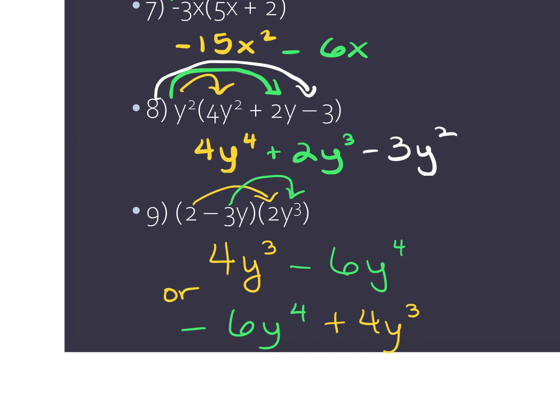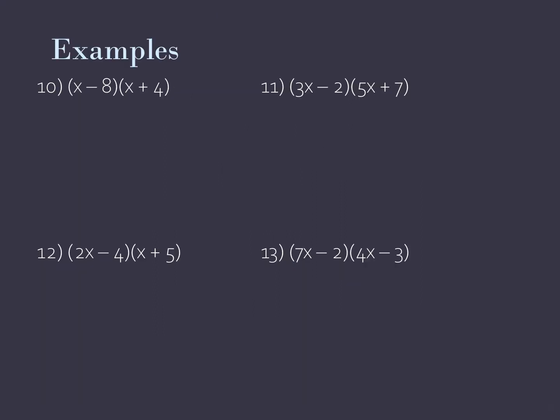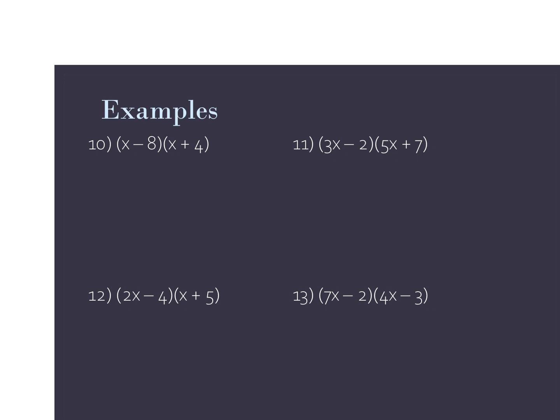My next slide has those binomials that we can use that acronym FOIL. So you can only use the acronym FOIL when you're multiplying two binomials. Okay, so here's where I can apply my acronym FOIL.